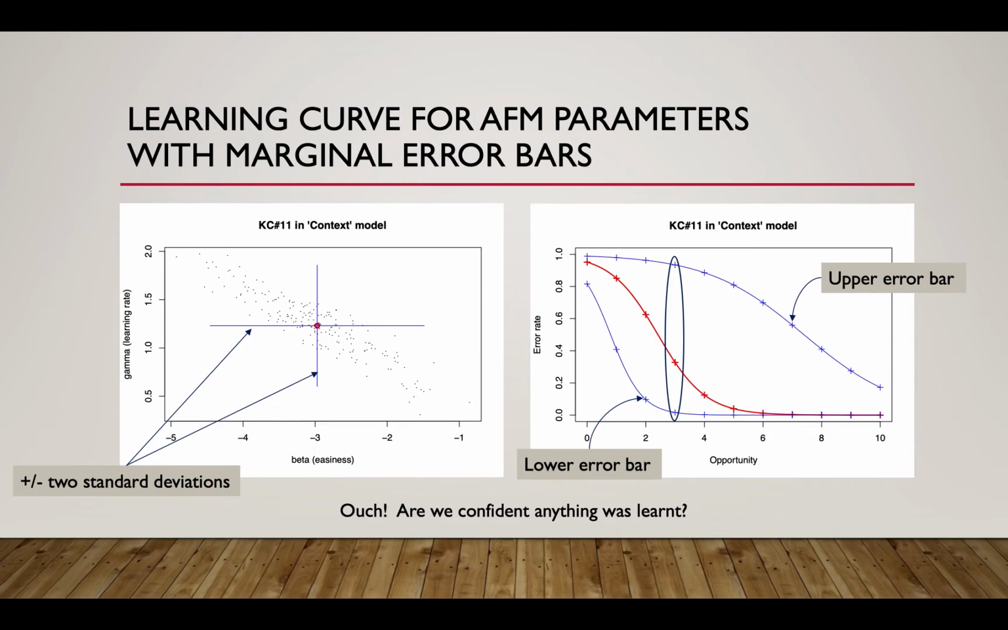The previous learning curve in red tells us that by opportunity number 3, the error rate should be down to about 30% on that scale. But error bars now suggest it could be as low as a few percent or as high as 95%. Are we confident that anything in that scale was learned? Clearly, the extremes of the confidence intervals actually correspond to extremely atypical values. Let us now see how we can exploit the distribution to get a much more realistic estimate of the confidence on the learning curve.